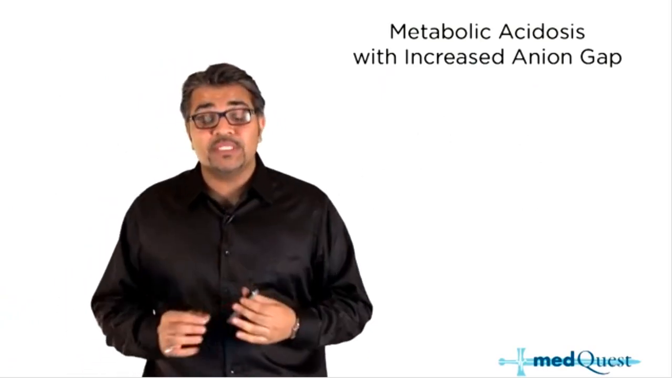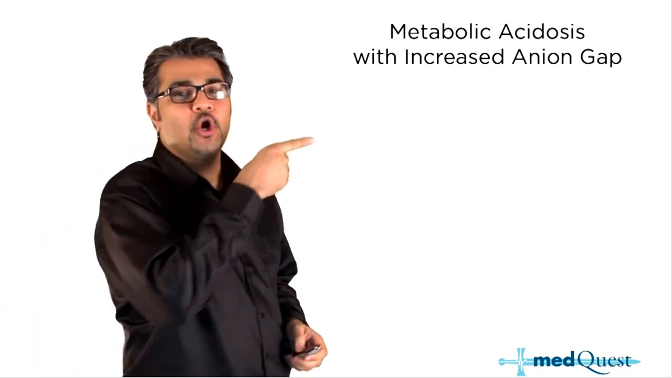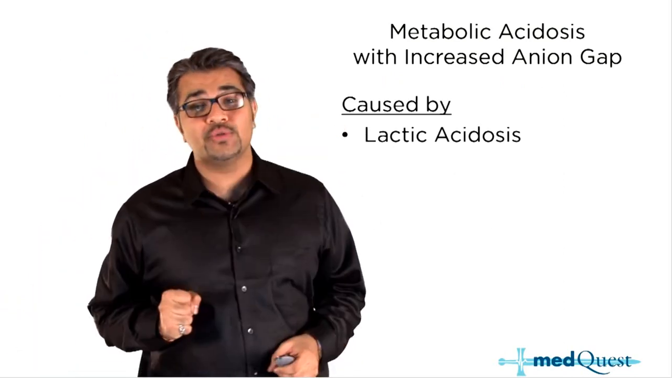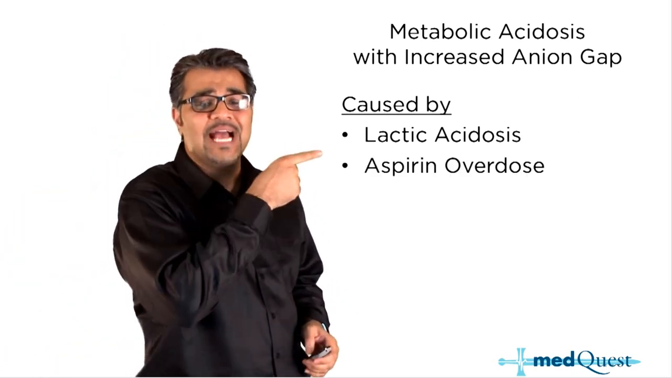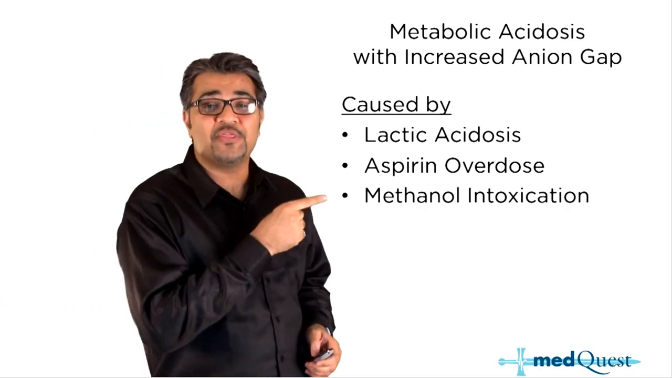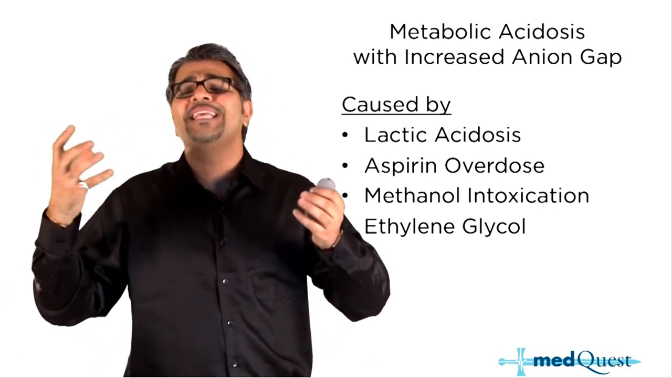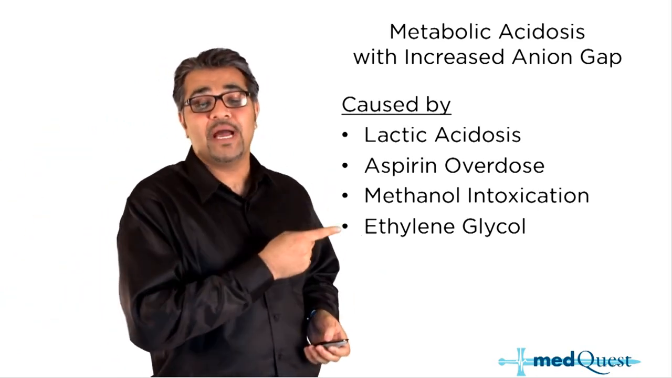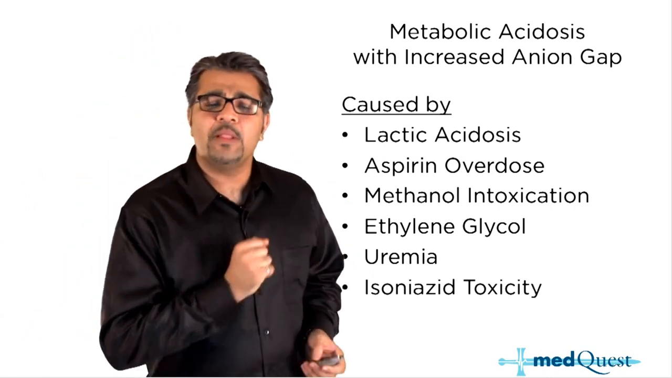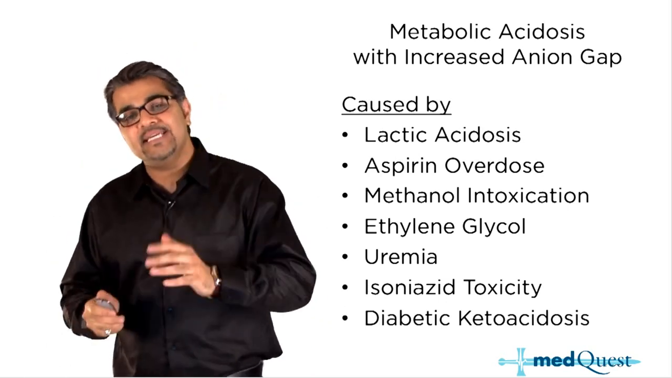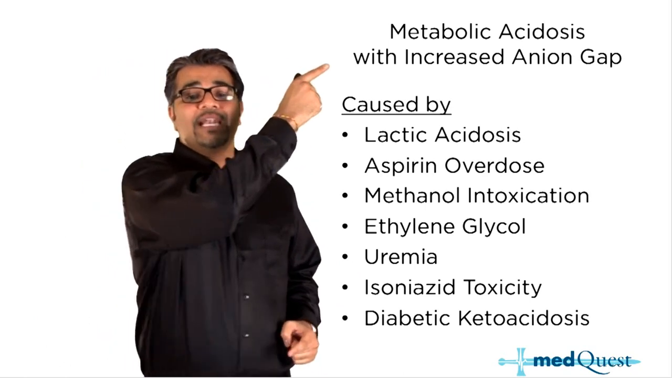Acid-base disturbances is going to begin with metabolic acidosis with increased anion gap. Our first cause is lactic acidosis. Our next is going to be aspirin overdose, followed by methanol intoxication, followed by ethylene glycol intoxication when someone's trying to kill themselves in suicide attempts, followed by uremia. We're talking about nephrology. How could we get away without talking about uremia? Followed by isoniazid toxicity, and lastly, DKA.